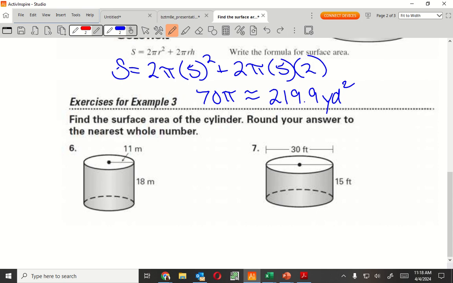So let's go through and look at what we have. I'm going to help you guys set it up. So 2 pi r is going to be 11 squared plus 2 pi 11 times 18. And for all those people that plugged into the calculator, this also says round to the nearest whole number.